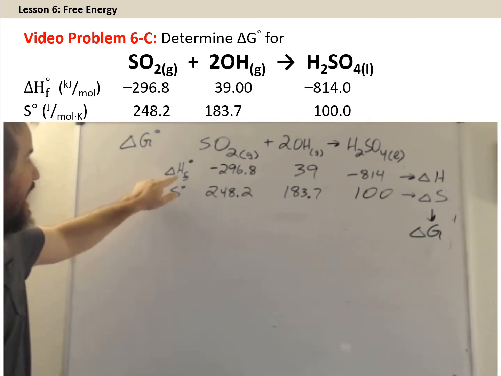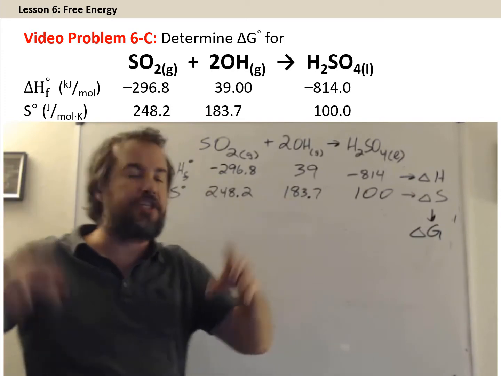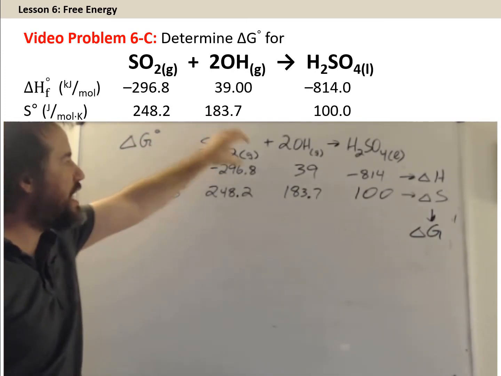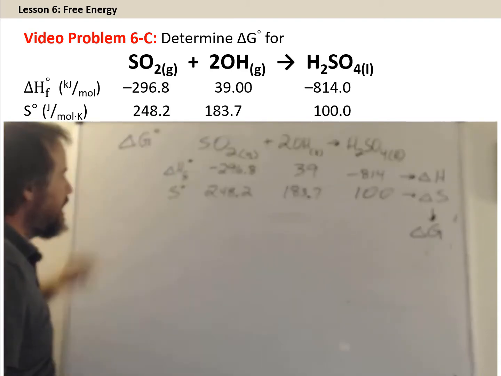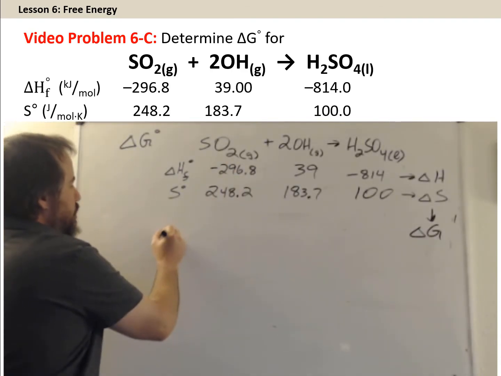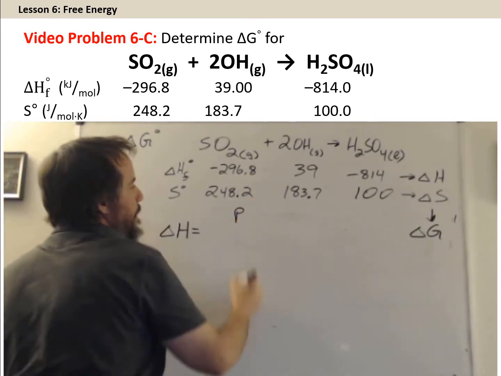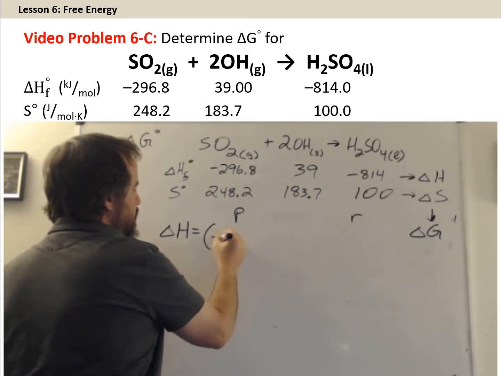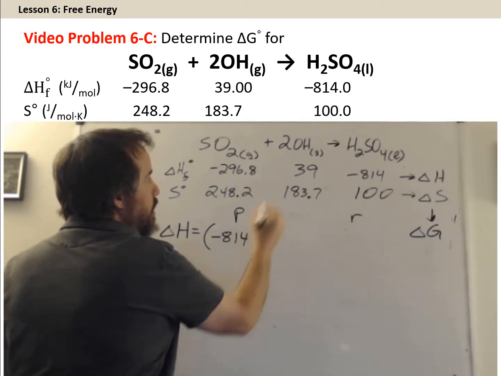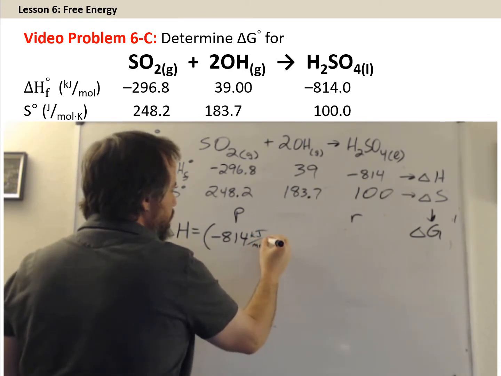Notice that this heat of formation, that's not delta H. Delta H is for the reaction. Delta Hf is for each individual compound. All right, so let's go ahead and use heats of formation to find delta H. Okay, so it's always products minus reactants. So I have negative 814. This is in kilojoules per mole.